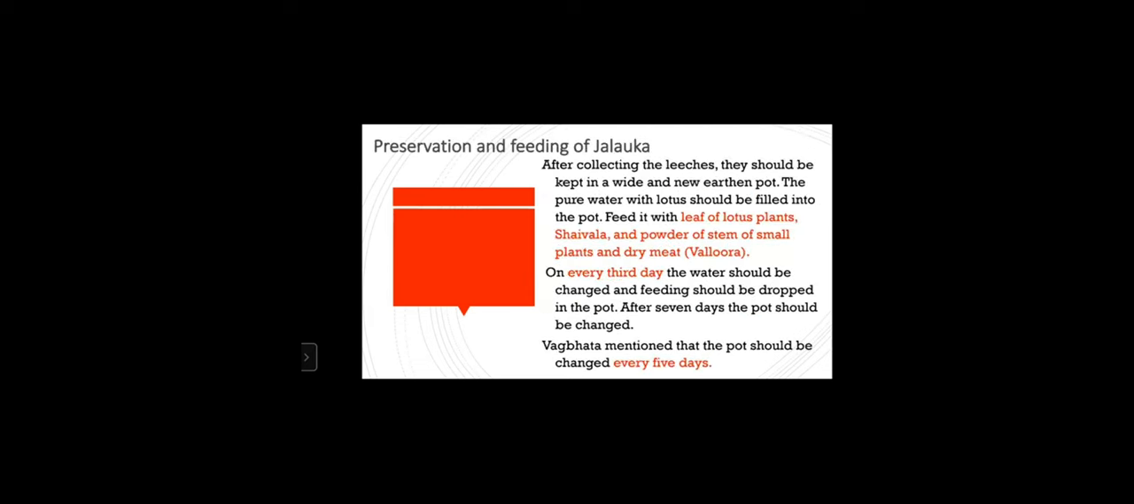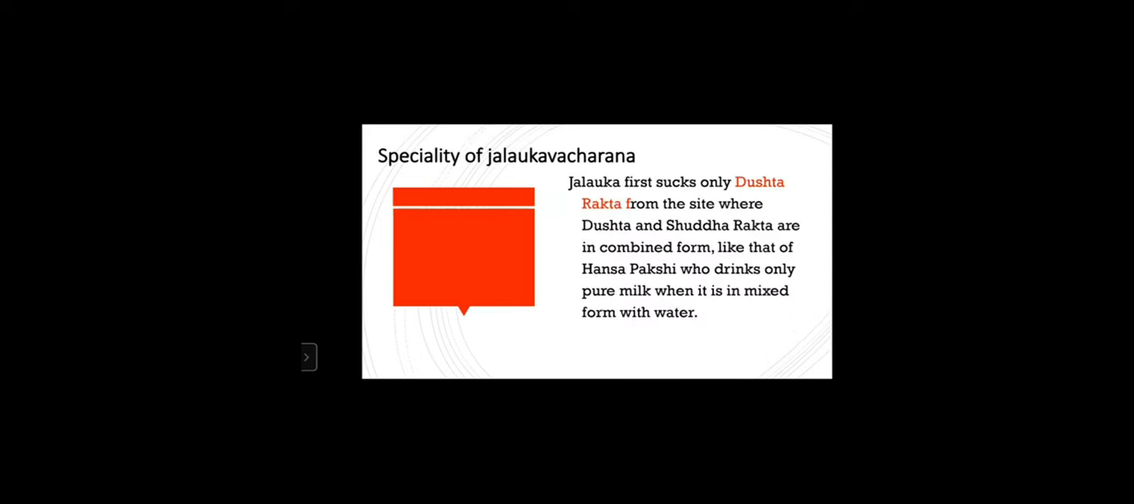Then collection: mostly from cattle. Water should be changed every 3 days, and the pot should be changed in 7 days. Then 5 days after that, Vagbhata has explained 5 days. Then coming to the speciality, Dushta Rakta is removed first. The simile is given like the Hamsa bird, which drinks only pure milk when it is mixed with water.